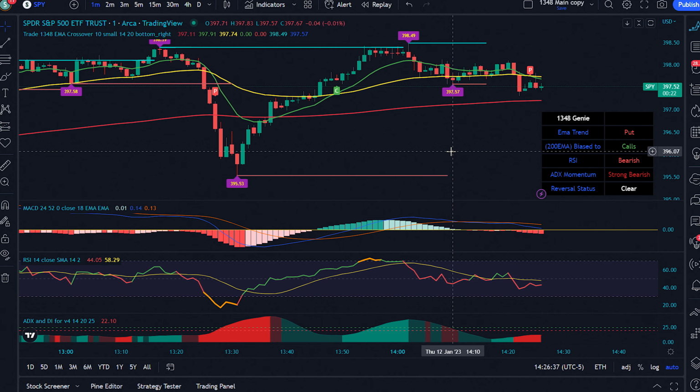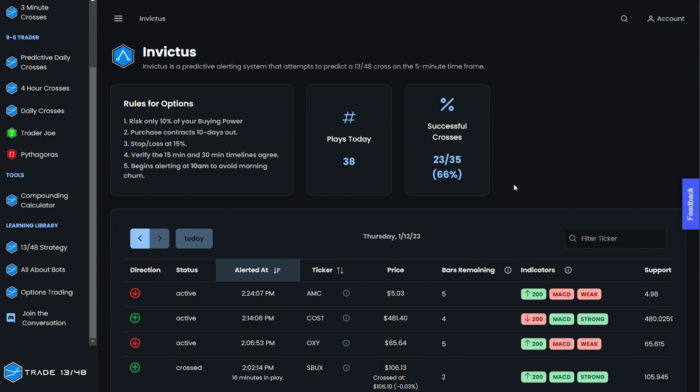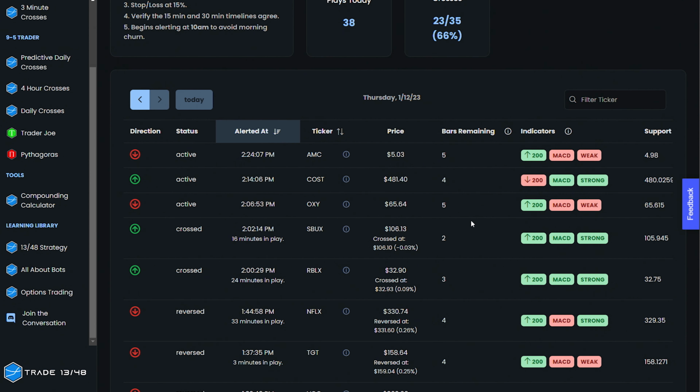Of course, we're doing this live, and I'm trying to get you in front of as many examples as possible, but let's go ahead and look at our resident algorithm, Invictus, which is an accompaniment to our TradingView indicators, also known as the 1348 indicators. And what we're seeing here, we get tickers. It alerts us on potential crosses to the downside, to the upside, to the downside.